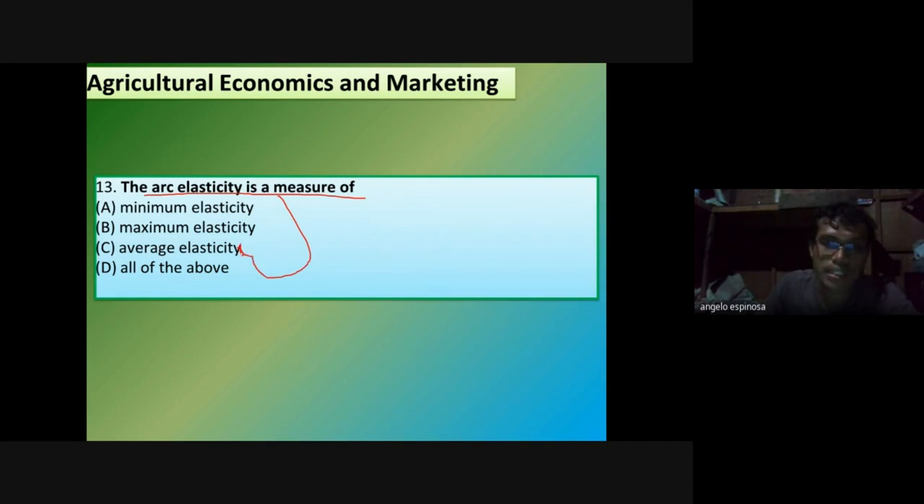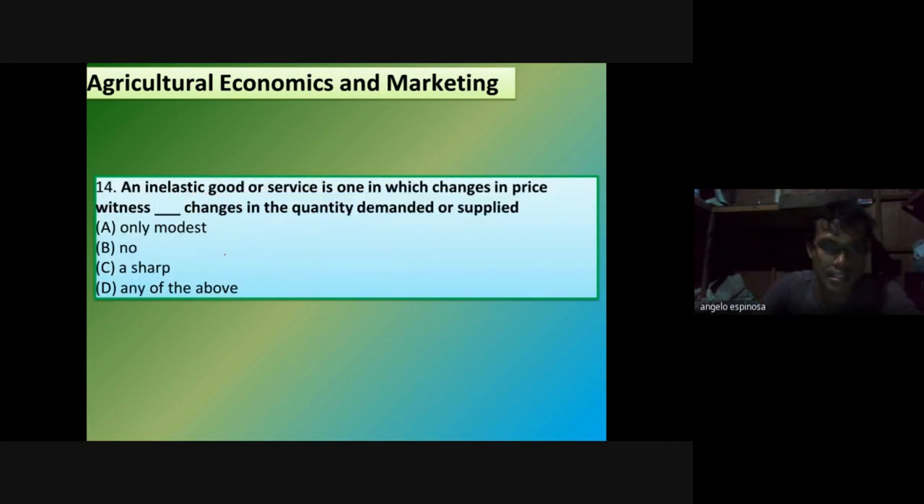Yung sinabi ko sa inyo kanina, that is average elasticity. Number 14, an inelastic good or service is one in which changes in price witness blank changes in the quantity demanded or supplied. Pag sinabi mong inelastic, that is being what? Kasi yung inelastic, that is being insensitive, right? So that is being insensitive.